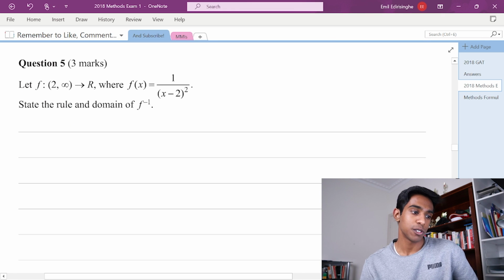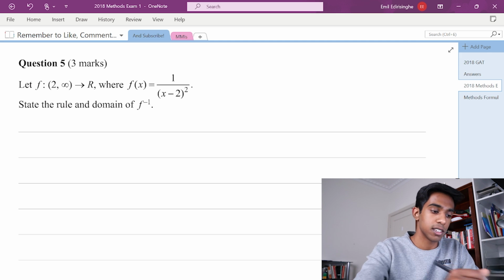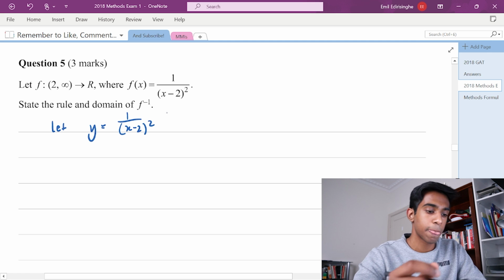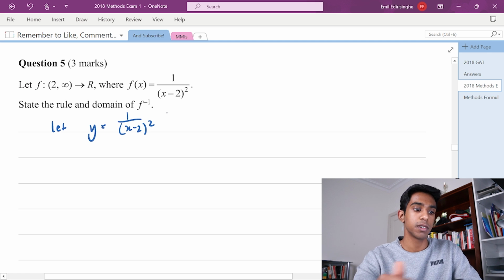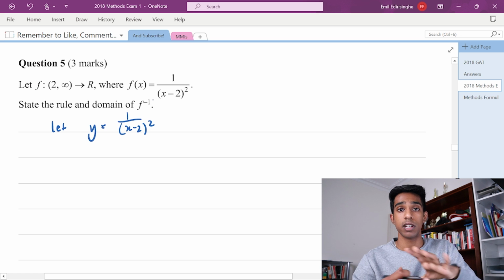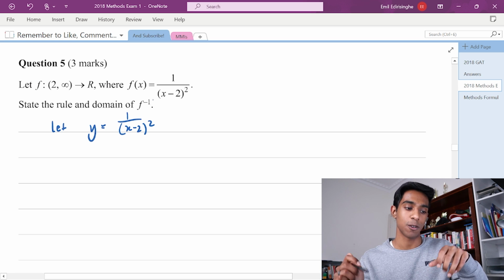Okay, so now let's move on to question 5. This is the first one where we have to work with inverse functions. So the first thing that I'm looking at is they ask us to state the rule and the domain of f inverse. So what I'll do here is let y equal 1 on x minus 2 squared. And this is actually an important thing to do because f of x doesn't have y in it. And when you're solving for inverse functions, you're trying to find it when x and y are switched. But f of x doesn't have a y in it, so you can't just say swap x and y.